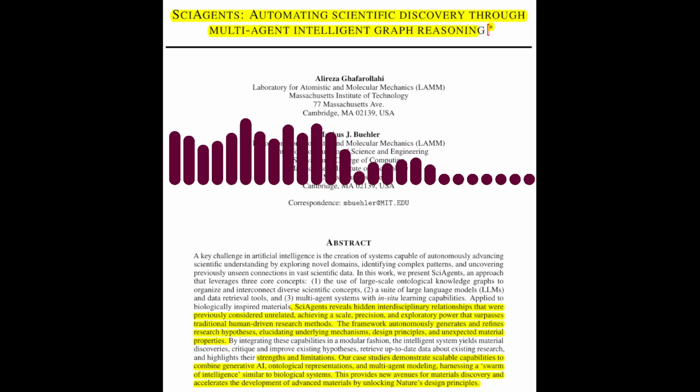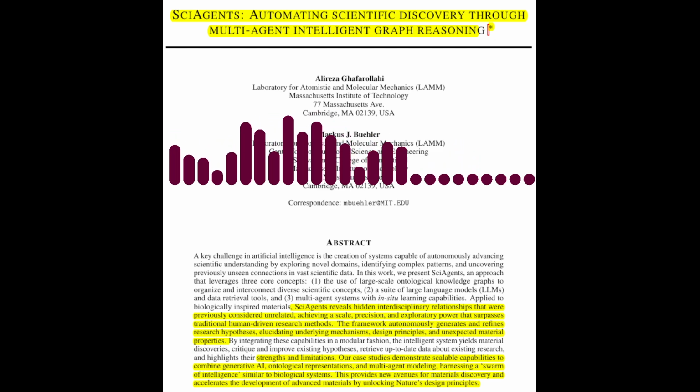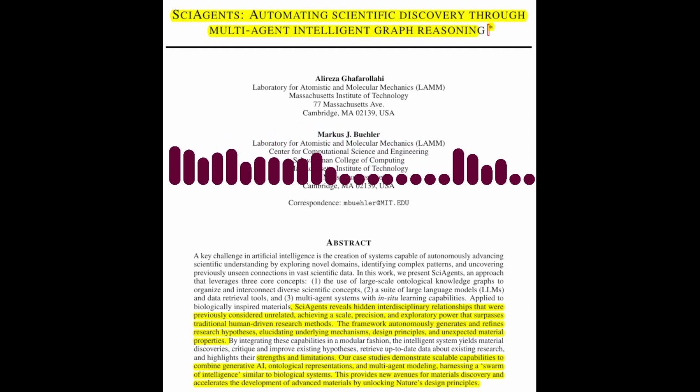Today we're diving into a paper that explores the use of artificial intelligence to automate scientific discovery. The paper, SciAgents, Automating Scientific Discovery Through Multi-Agent Intelligent Graph Reasoning, proposes a system that leverages large language models and ontological knowledge graphs to generate and refine research hypotheses.